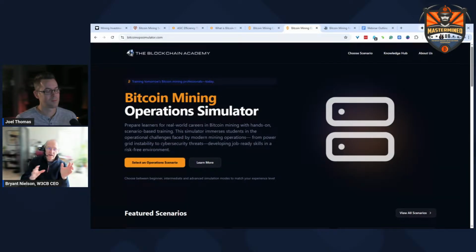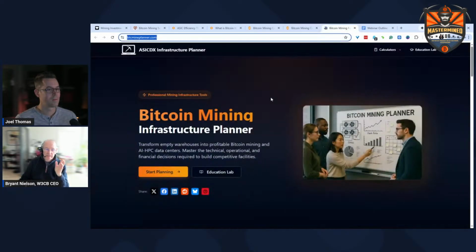One of the things I failed to mention is that in the Bitcoin mining simulation, you have the ability to sell some of your facilities or buy other people's facilities. And so there's an immense amount of variables there. These aren't basic tools. These are very, very advanced tools. And of course, then that brings us to this one.